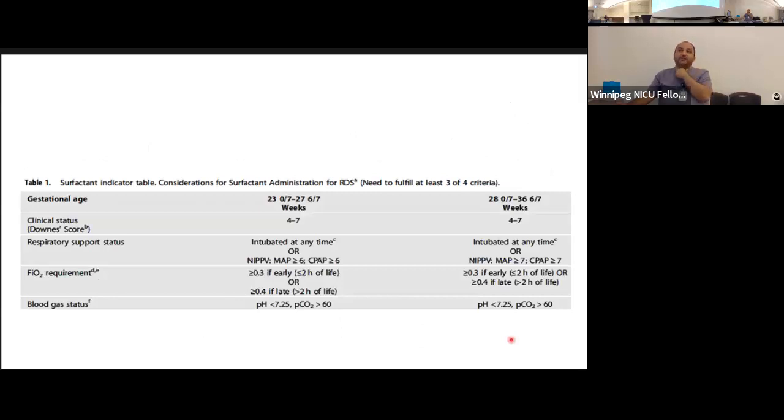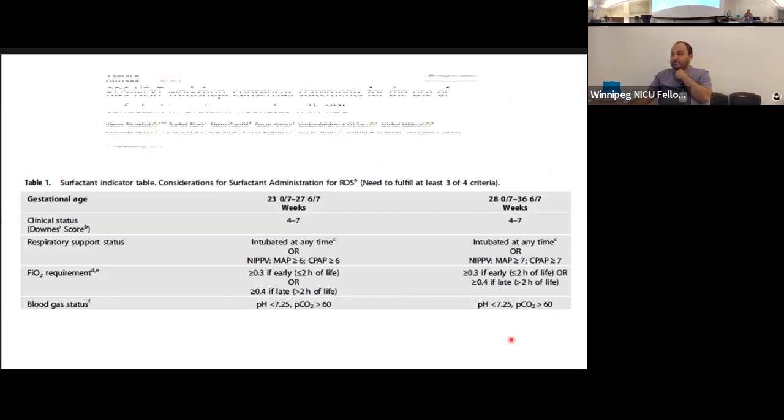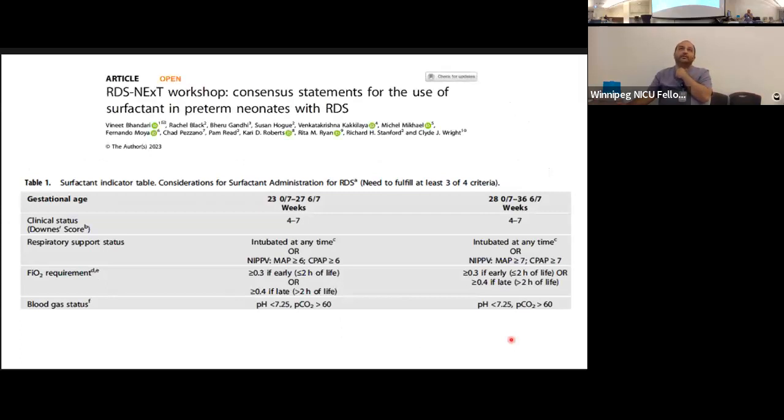Speaking again about the recent RDS workshop and the consensus they had, they suggested, based on that discussion and the surveys they have done, this kind of criteria to give surfactant to babies who are on non-invasive support. So we can see that they have used 3 of the pillars, basically. They have used the gestational age in order to classify the babies.